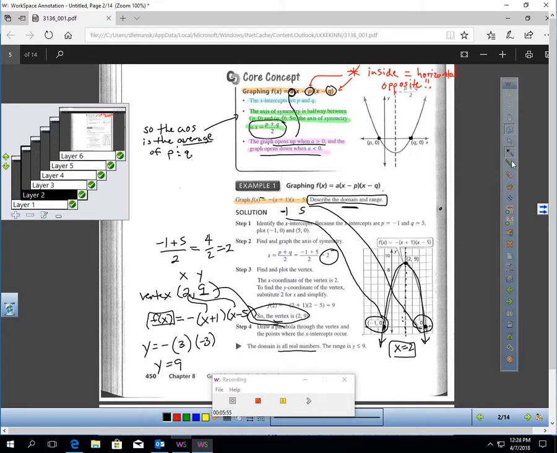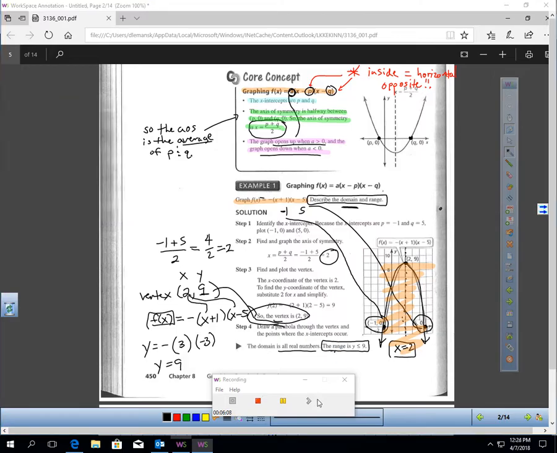The range, let me take a marker. Do you notice how the highest this graph goes is 9, and it just keeps on dropping? The range, the highest that can go is 9. The range would be y is less than or equal to 9.